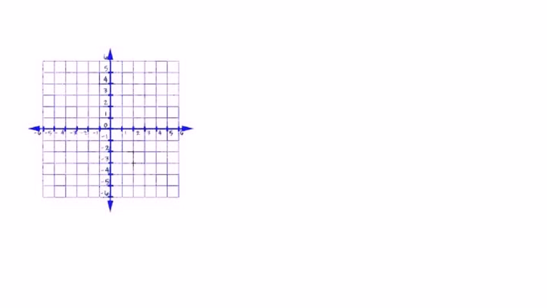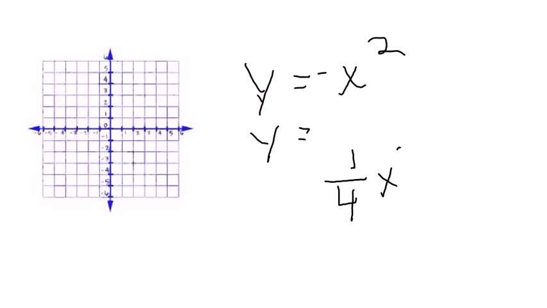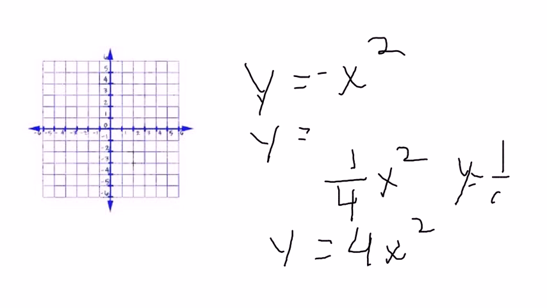Number 2, which quadratic function has the narrowest graph? We got y equals -x squared, y equals 1/4 x squared, y equals 4x squared, and y equals 1/9 x squared.